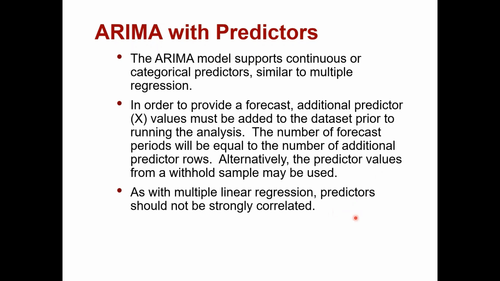Okay, so all the same rules apply as for regular regression. You don't want to have predictors that are correlated, or not necessarily orthogonal, but you want independent predictors. You can't be putting things in like a column of all the same values, or anything that's going to crash multiple regression will crash the ARIMA model as well.